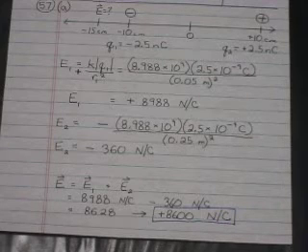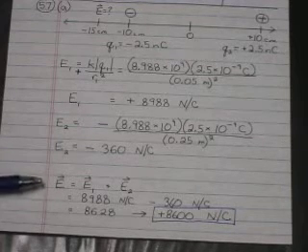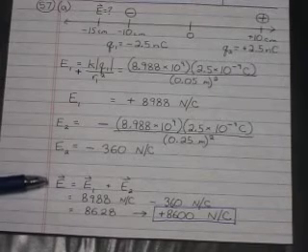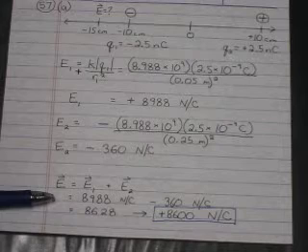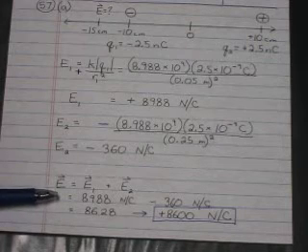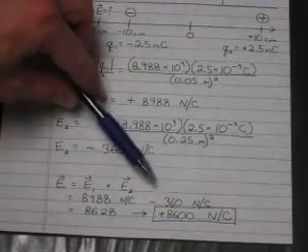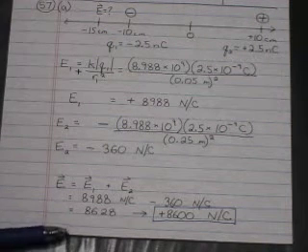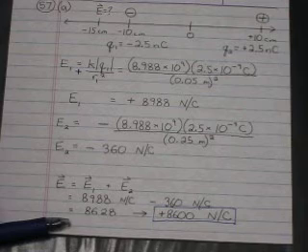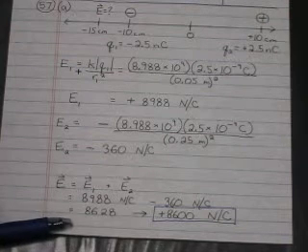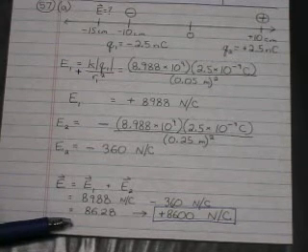So the entire electric field is the vector sum of E1 plus E2. That's 8988 newtons per coulomb to the right, and 360 newtons per coulomb to the left, so I'm subtracting those, and I get a net electric field of 8600 newtons per coulomb, and it's positive, meaning pointing to the right.